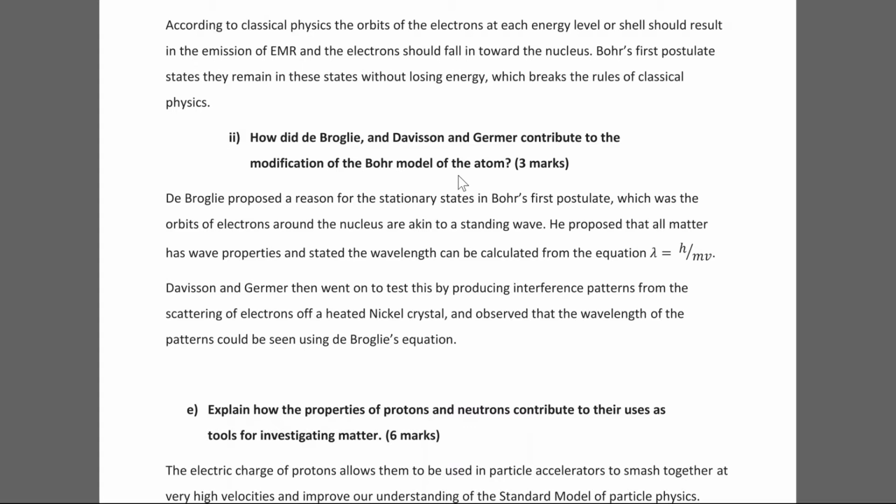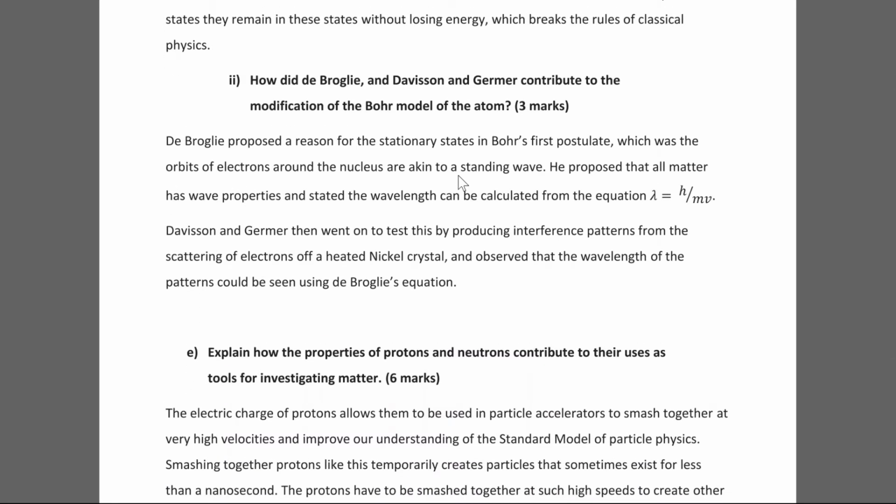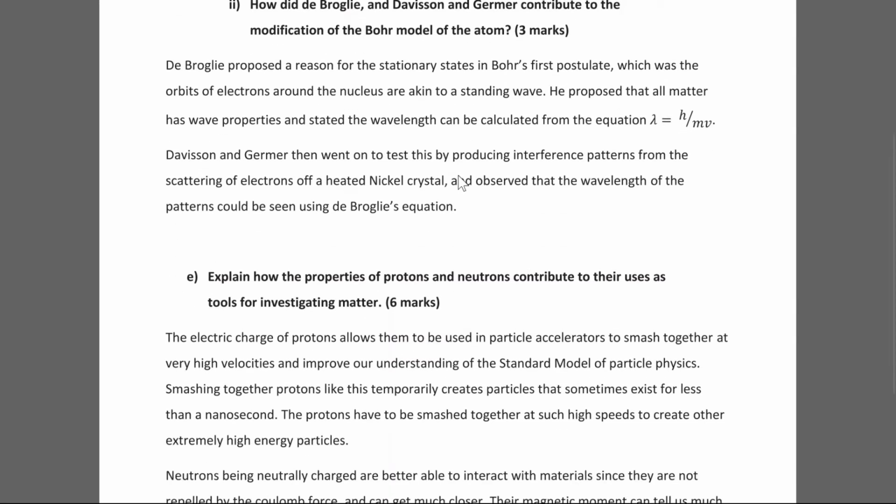And he said every particle can be represented by its own standing wave, which isn't losing any energy. And that was why these electrons aren't losing energy, and that's why they're staying in these fixed electron orbits. And then Davisson and Germer came along and proved and supported de Broglie's theory using this equation with the experimentation, basically. So that's it. Part 2, 3-mark question. We've got de Broglie and we've got Davisson and Germer.